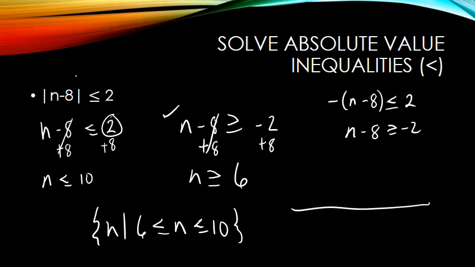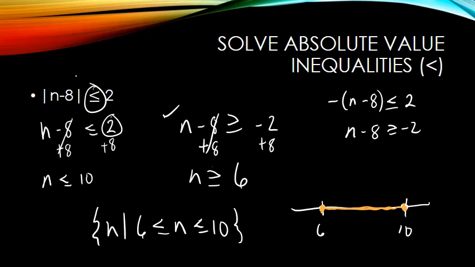And if I were to draw that on a number line, and let's say right here we've got 6, and here we've got 10, I've got a less than or equal to on both sides, so I've got closed dots. That's my solution set, where n is less than or equal to 10, but greater than or equal to 6.